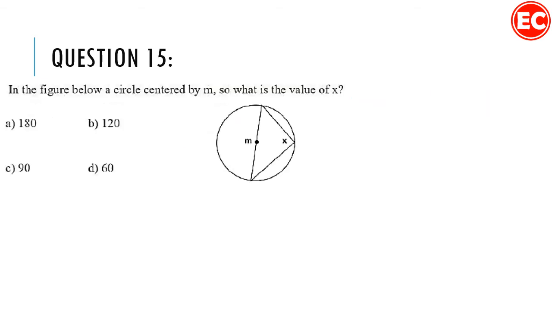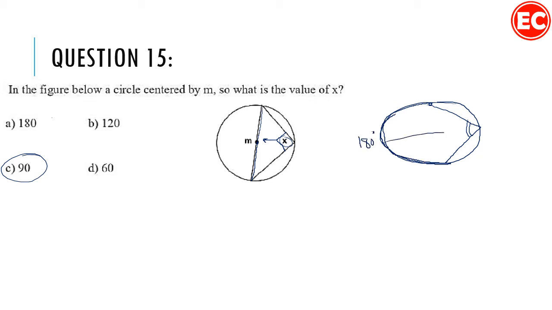Question number 15. In the figure below, we can see a circle with center M. What is the value of x? As we know, this length is a diameter. So the angle opposite to a diameter in the circle has a measure equal to 90 degrees. Something else, if you have an inscribed angle in the circle, its measure is half the measure of the subtended arc. And this arc is 180. So this angle is equal to 90 degrees. So the measure of x here is equal to 90 degrees.